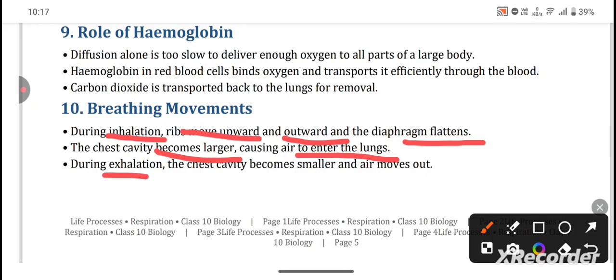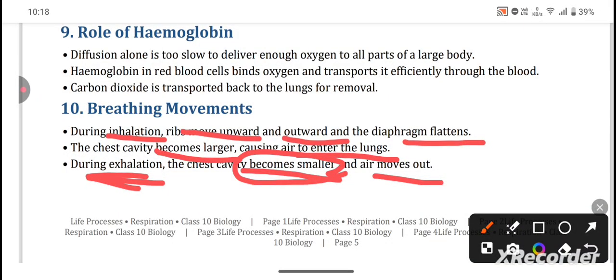During exhalation, which is the removal of CO2 from the body, the chest cavity becomes smaller and air moves out. When the chest cavity becomes smaller, pressure is created in the body, which sends the air out of the body.